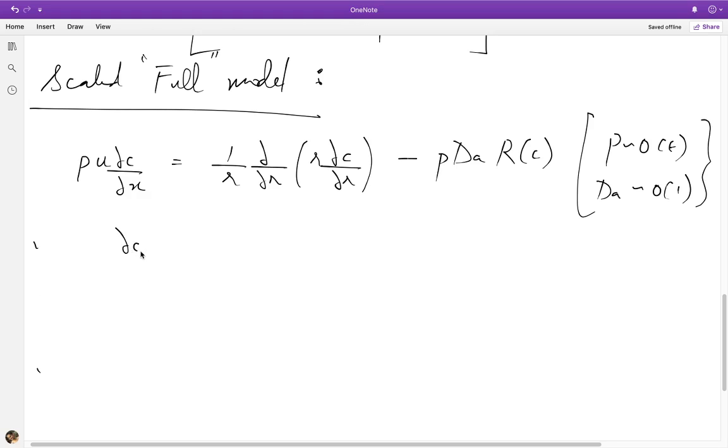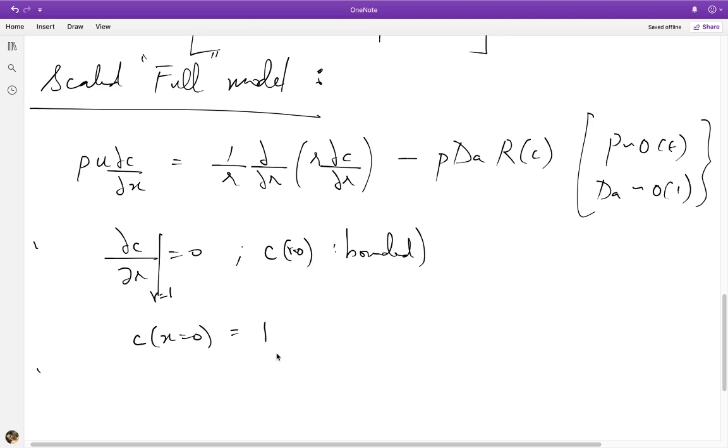Boundary conditions, of course, we have dou C by dou R is equal to 0 at R equal to 1. We know C at R equal to 0 is bounded, and C at x equal to 0 is 1 after scaling. Okay, so this is now what I'm going to call my equation 1, the full model.